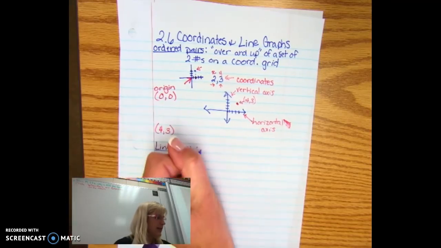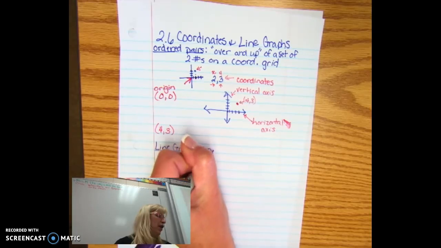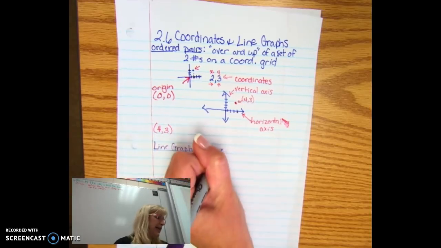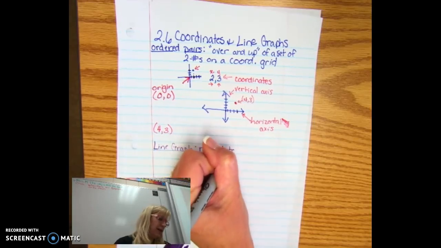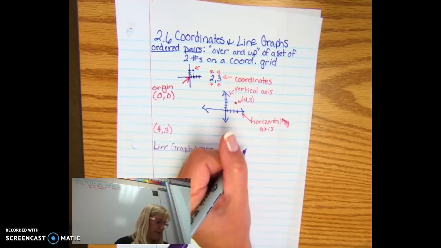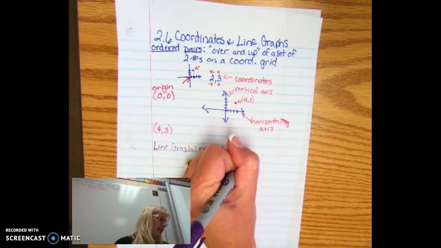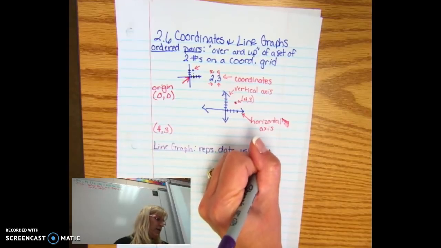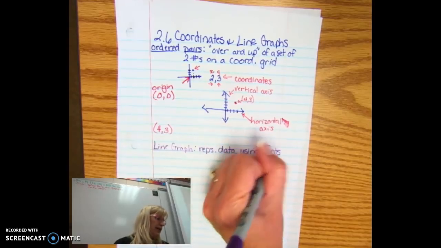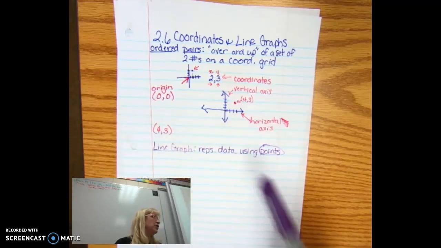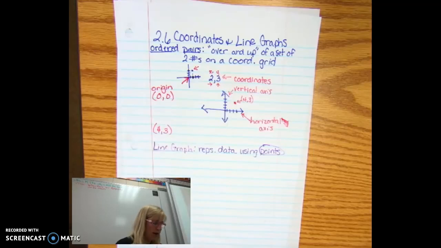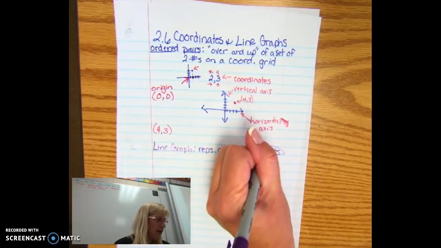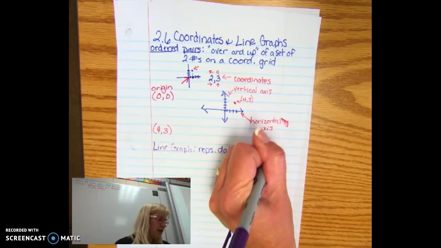And this represents data, and I'm going to put reps data. I'm going to abbreviate using points. And these points are key because that's what we were just talking about right over there, those coordinates that we have. So you're going to get coordinates, and I'm going to write the word coordinates above.